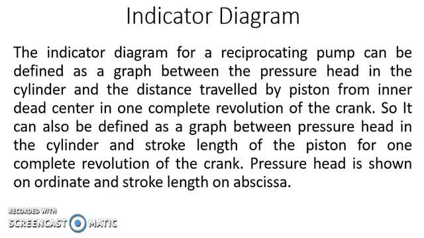in the cylinder and the distance traveled by the piston from inner dead center in one complete revolution of the crank. And we know that the maximum distance traveled by the piston is equal to the stroke length. Hence it can also be defined as a graph between pressure head in the cylinder and stroke length of the piston for one complete revolution of the crank. Pressure head is shown on the ordinate and stroke length on the abscissa.